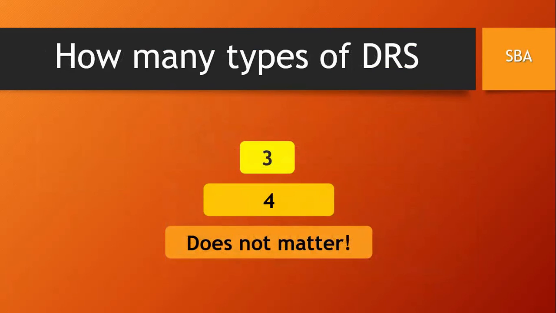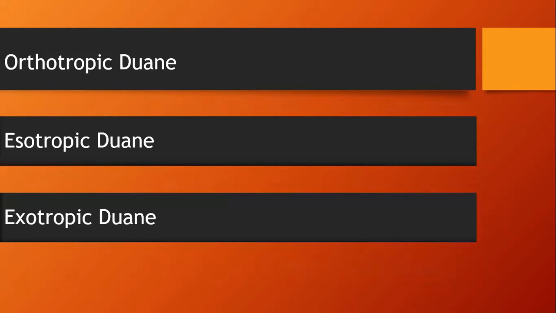So again, we have three types, but if you are confused and not sure, you can just describe the signs. Don't forget the most important thing, to comment on the primary position. First, whether there is abnormal head posture or not, and then the alignment in the primary position, whether it is orthotropic, esotropic, or exotropic.